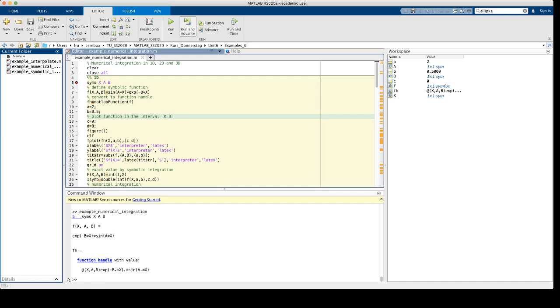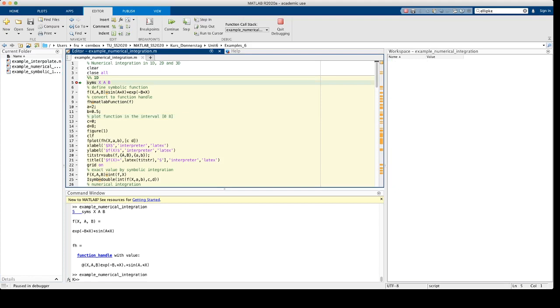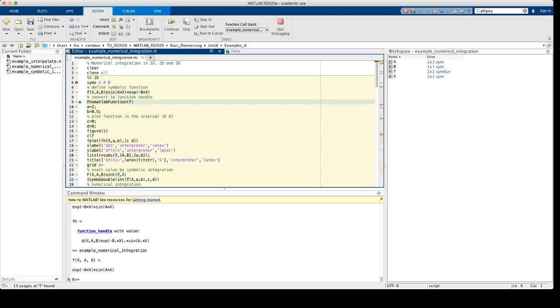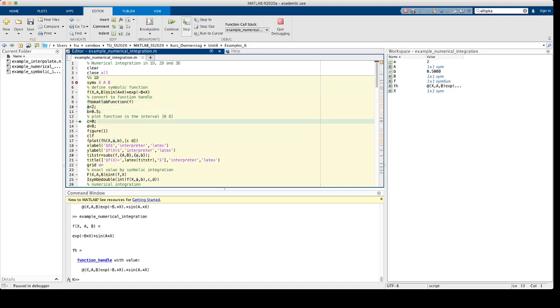I start with defining the function to be integrated in symbolic form, so we can obtain an exact value of the integral and then assess the relative error of various numerical integration methods. The function is a simple damped harmonic oscillation. I convert it to a function handle and I choose the values of a and b to be 2 and 0.5. And I define the integration interval. The integration runs from 0 to 8.